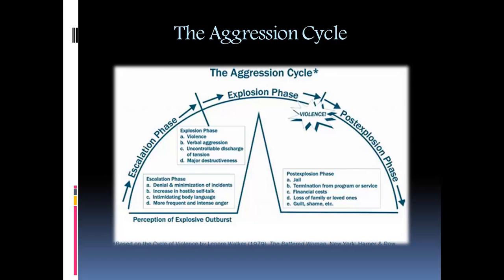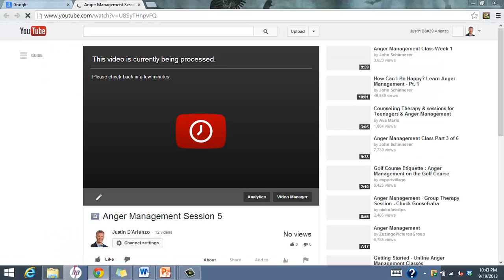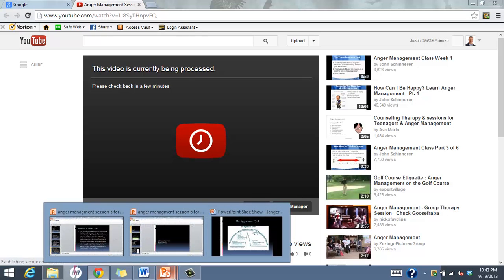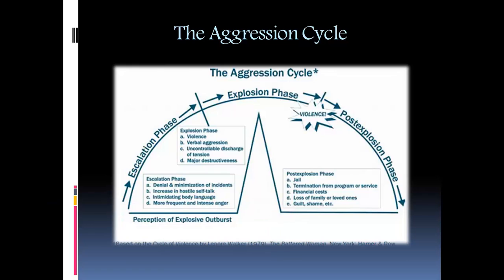So let's review the aggression cycle. Remember, we first talked about the escalation phase. If we reach a 9 or 10 on that anger meter, that's the explosion phase. And then we move into that post-explosion phase where there's the consequences, the guilt, the shame, the jail, getting kicked out of the house, losing a job and things like that.